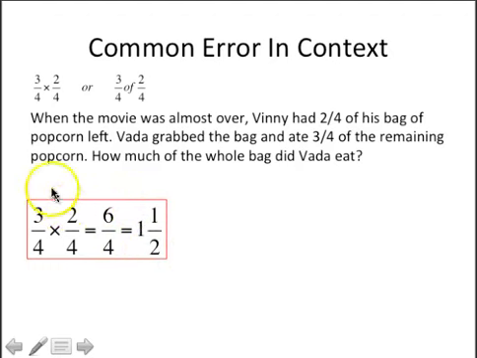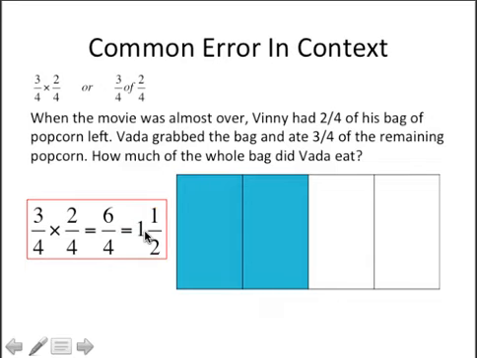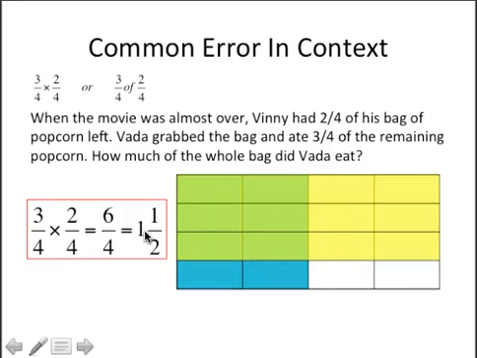Right? When we multiply two proper fractions, we think about the direction of effects rule, the product should be less than either factor. In this case, again, we've got a product that's greater than either factor. It doesn't make sense. If we look at a visual representation, this is Vinny's bag of popcorn with 2/4 of the bag of popcorn left. Veda grabs it and she eats 3/4 of what was in there. So this is the fraction that represents the amount of the entire bag that Veda ate.